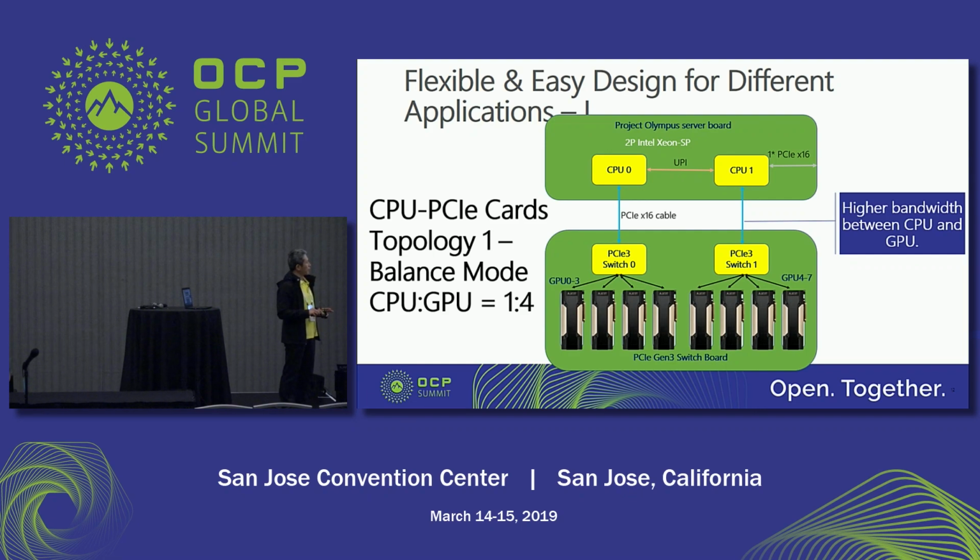So in this balance mode, we get higher bandwidth between the CPU and the PCIe cards. This is good for your applications when you are using more CPU computing power compared to other models.